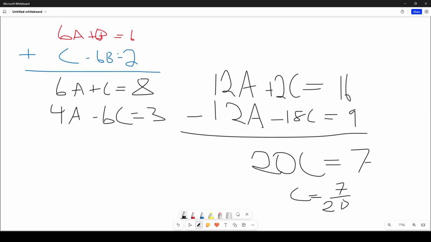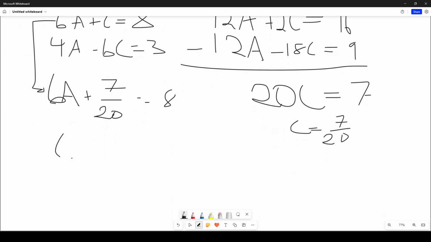So this is great. Okay, we've solved for one variable. The others are going to fall real fast. So let's look at this equation right here. Now we have 6a, and we can plug in c to be 7 over 20 equals 8. That then gives us 6a equals 153 over 160, and you can figure that out in your head if you want to.